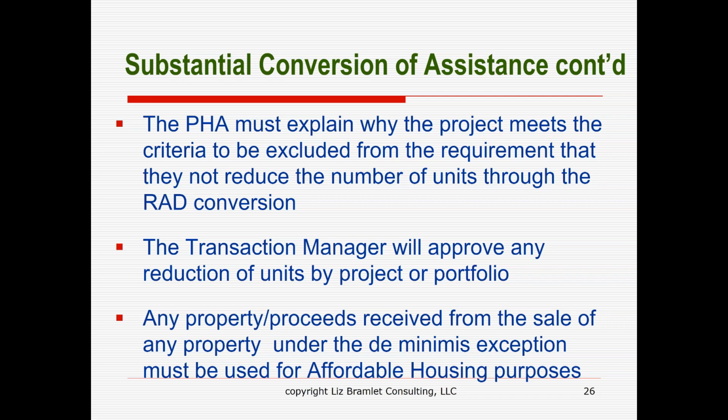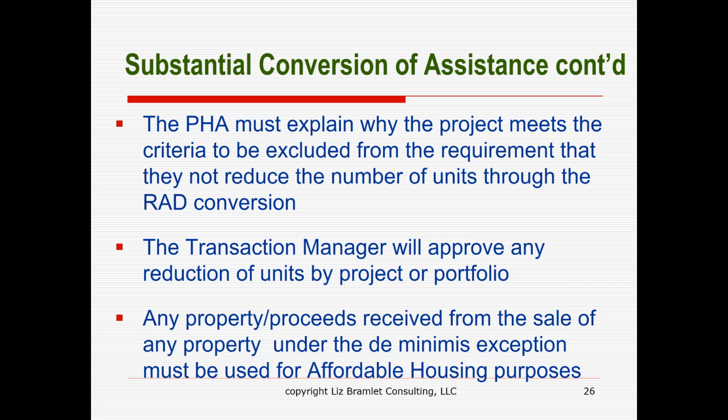Because the general requirement is you cannot reduce the number of units other than by a minimal amount. They call it de minimis amount. And if you're wanting to reduce the number of units more than that, you need to explain why you want to reduce the number of units. Why is this good for the project? Why is this good for the tenants? Why is this good for the mission overall of the RAD program?